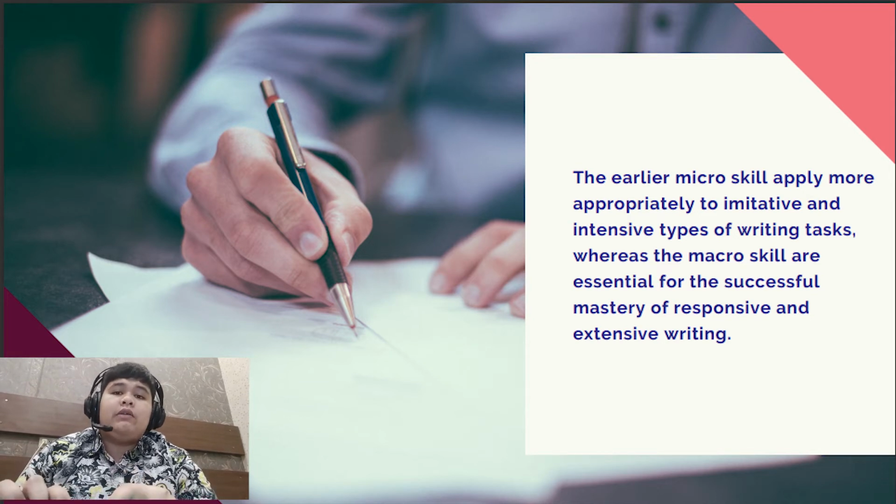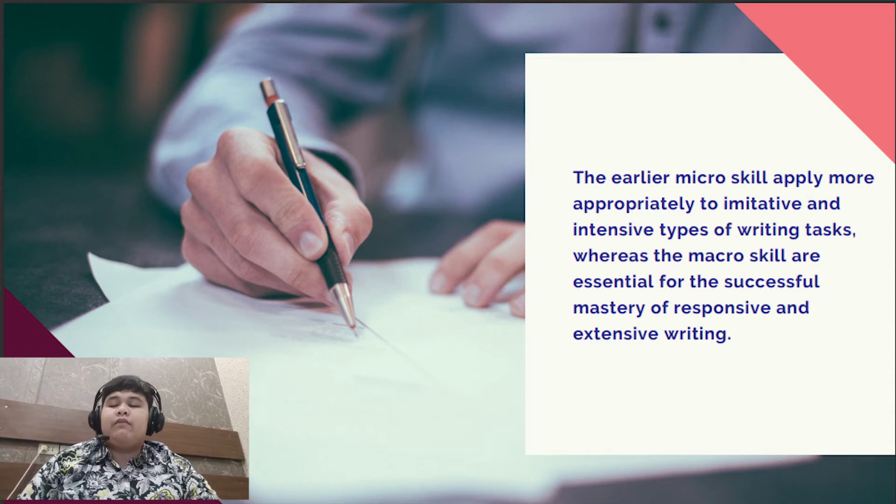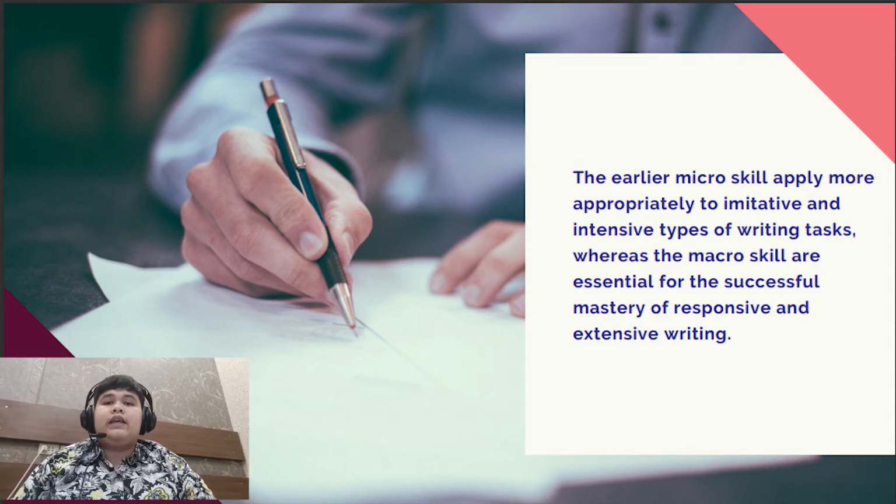And about the macro skills, for example, the first is to use rhetorical forms and written discourse conventions. The second is to complete the communicative function of the written text according to its form and purposes. And the third is to distinguish between literal and implied meanings when writing.